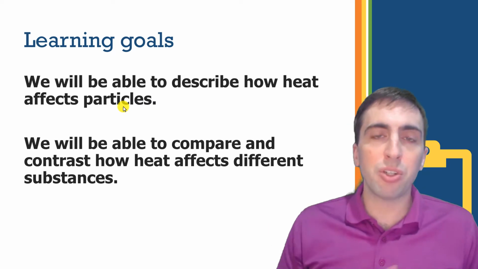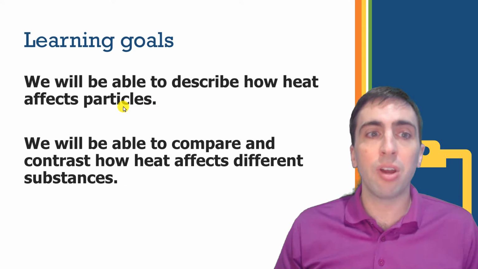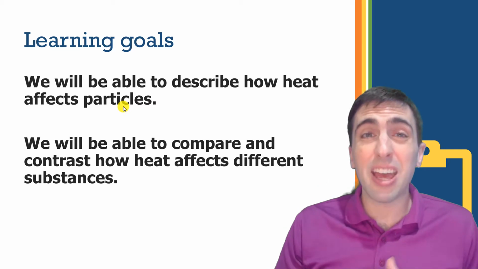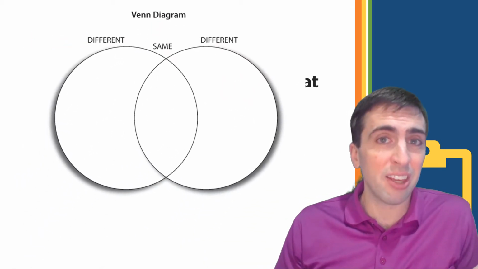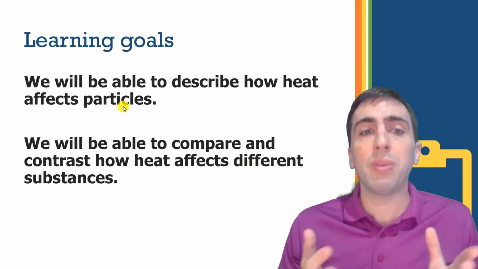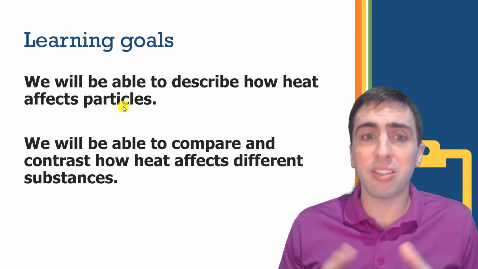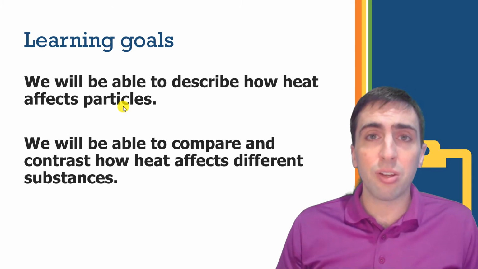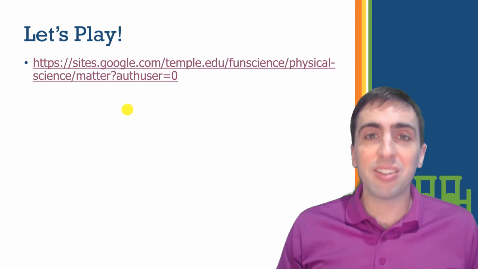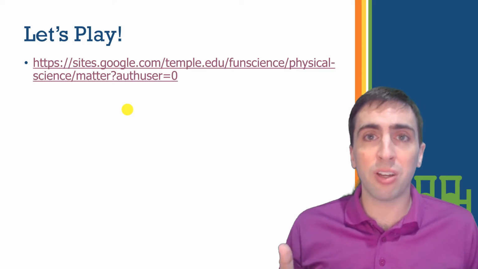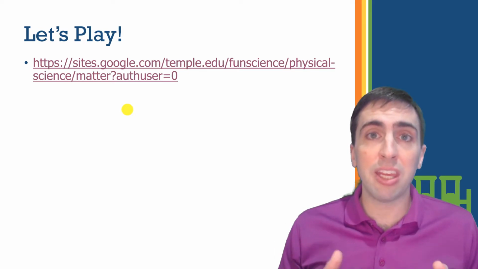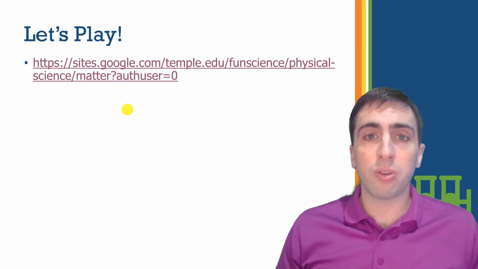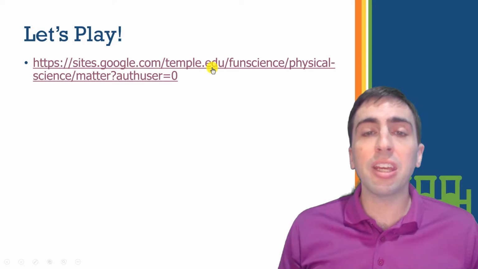Okay, and number 2, our second learning goal, we will be able to compare and contrast. That means to see how something is alike or different. We will be able to compare and contrast how heat affects different substances. So we are going to have a little demonstration today. Here is the link if you want to follow along. I will include it on the e-learning platform. Okay, so let's start by clicking our link.